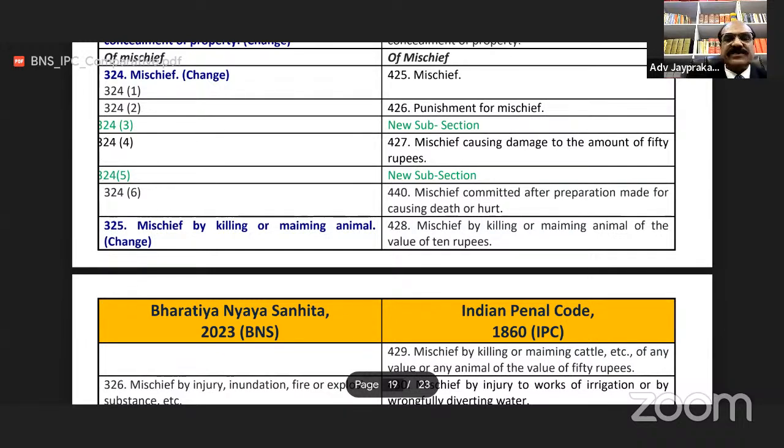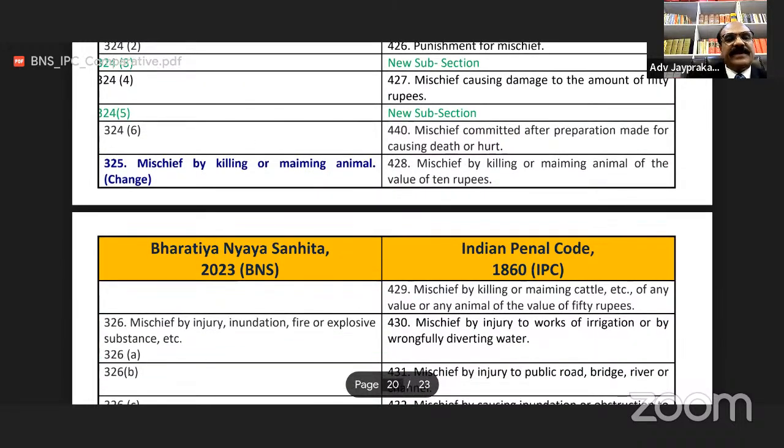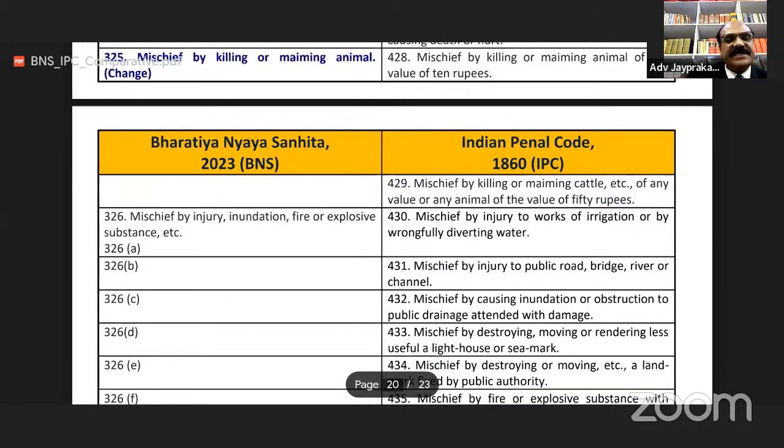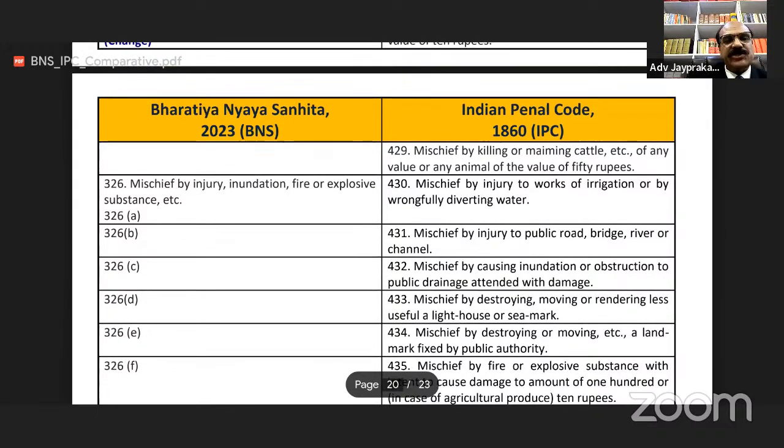Its corresponding section was in IPC 440. BNS section 325, mischief by killing or maiming animals. Its corresponding section was in IPC 428. BNS section 326, mischief by injury, inundation, fire or explosive substance. Its corresponding section was in IPC 430.